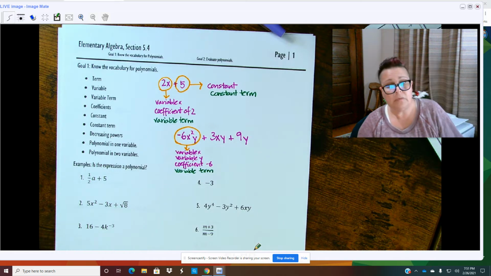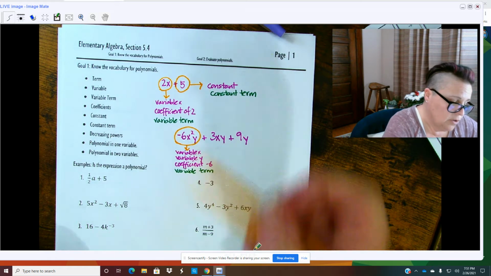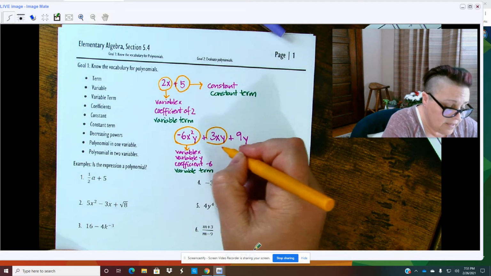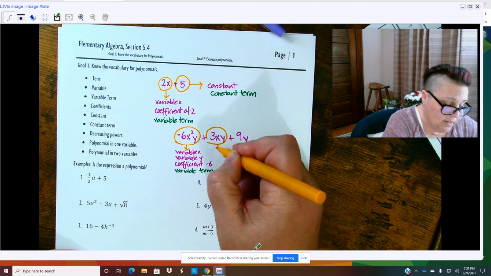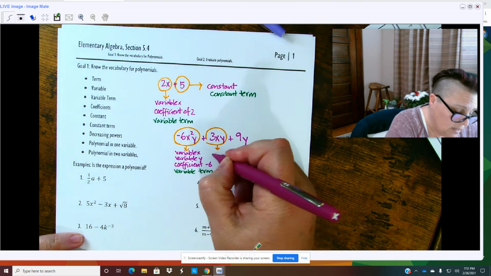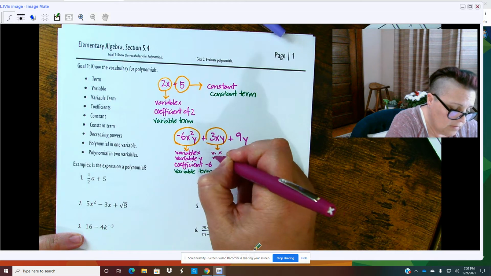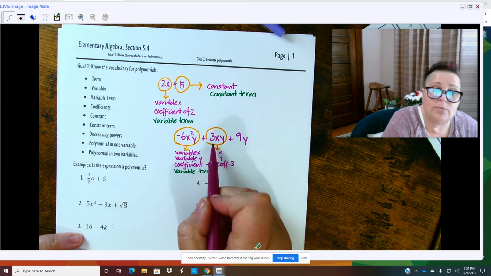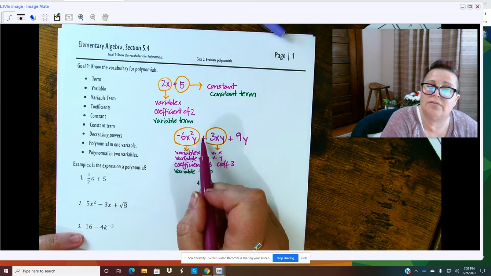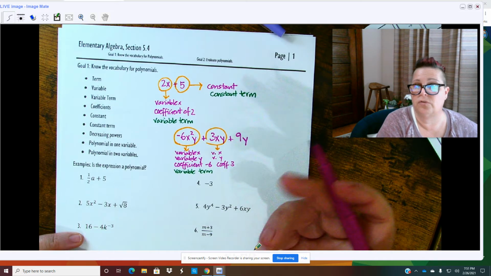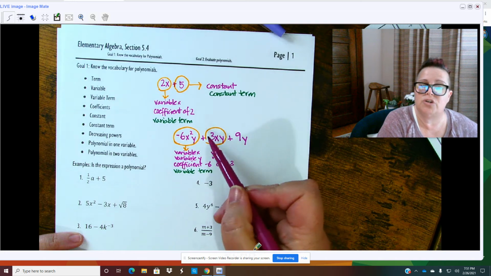Okay. The second term here would be the 3xy. This, again, has a variable x. It has a variable y. Its coefficient is 3. That 3 is positive. I'm taking the sign from the plus here because there is no other. If there was a negative in front, I would say the coefficient was -3. But since there's no other signage, I'm taking the plus sign.